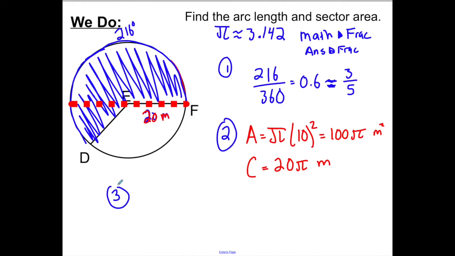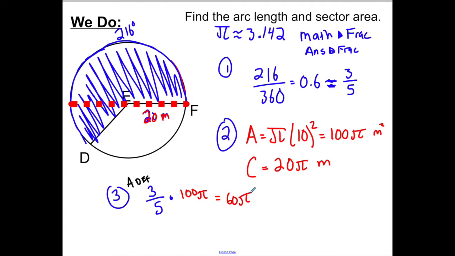Okay, step 3. I'm going to take the area first. I'm going to do what with it? I'm going to multiply it. Hopefully you said multiply by what? 3/5. So 3/5 times 100 pi. That's going to give me the area. So let's mark that as area of, I'm going to call this DEF. Okay, so 3/5 of 100, that's 60. So we get 60 pi.